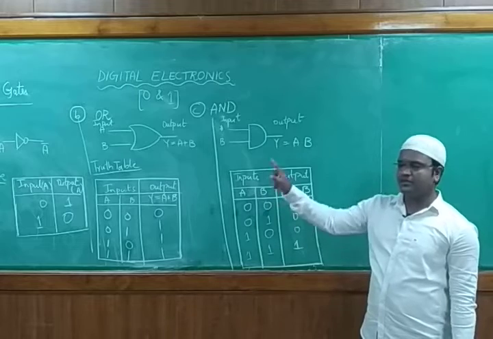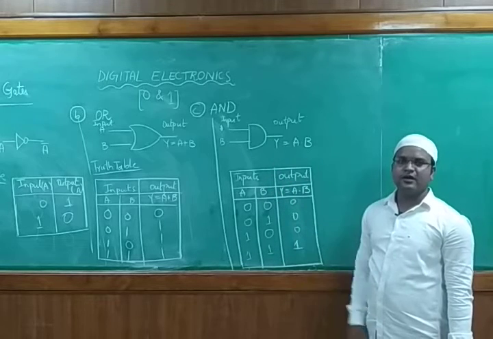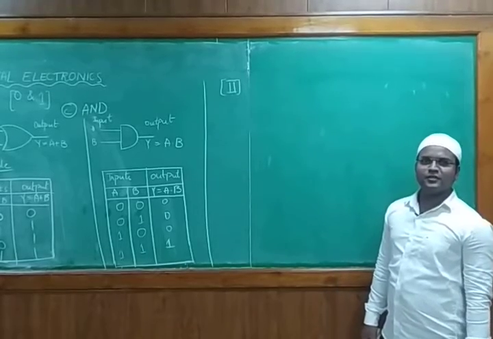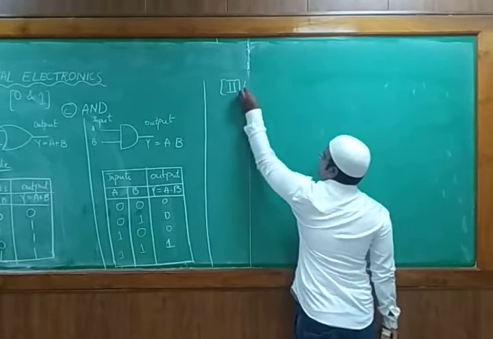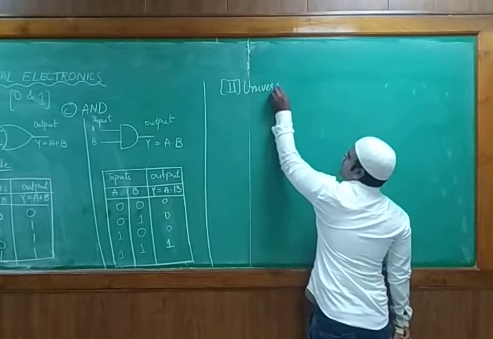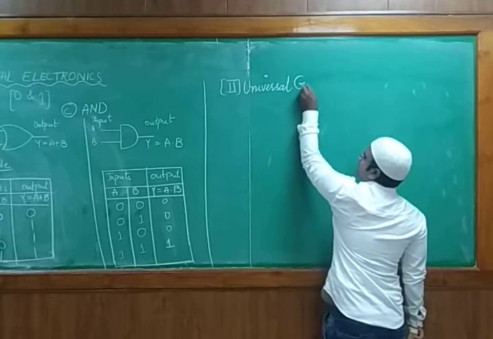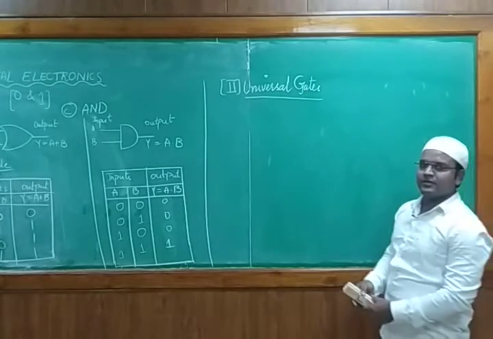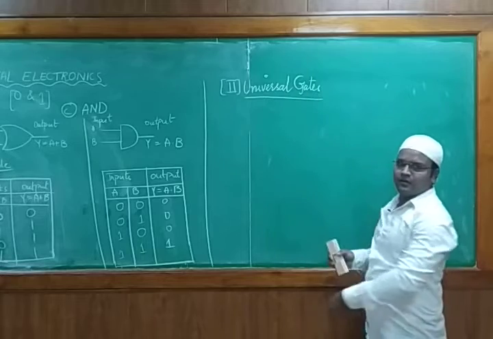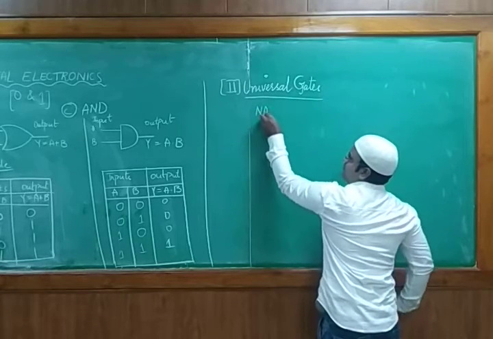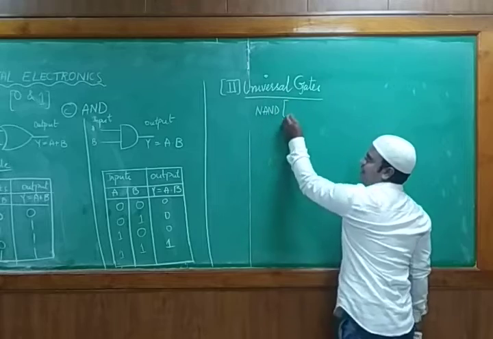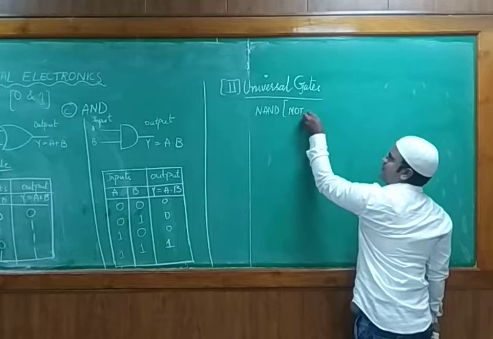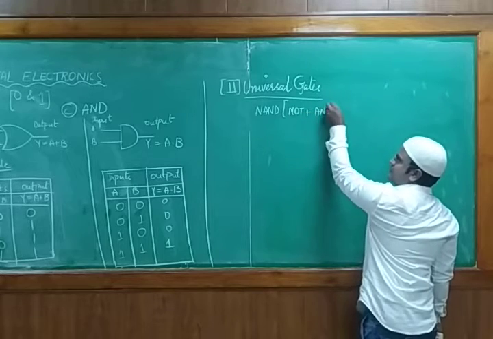So basically these three gates we use and utilize for universal gates. Now let us go to the second part, that is the universal gates. In the universal gates, the first one we are designing is the NAND gate. What is a NAND gate? It's a combination of NOT plus AND. So we need to design it.